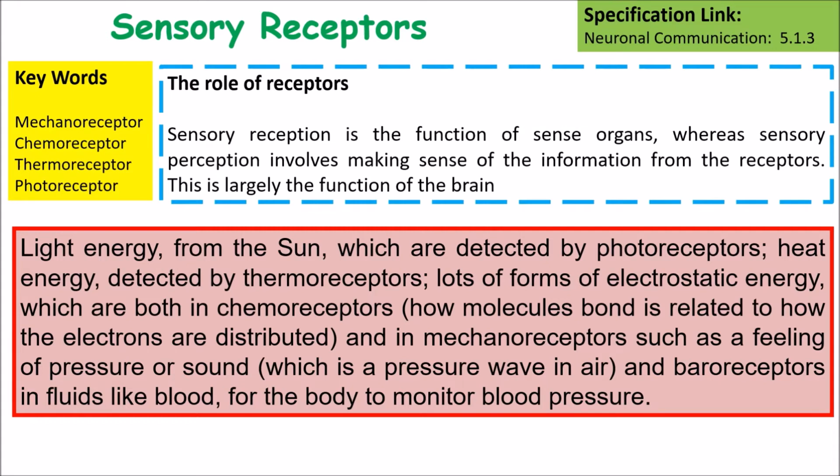So light energy from the sun is detected by photoreceptors, heat energy is detected by thermoreceptors, and lots of forms of electrostatic energy are detected by chemoreceptors and mechanoreceptors. Mechanoreceptors are also involved in converting sound waves into nervous impulses, and baroreceptors are receptors that monitor things like blood pressure.